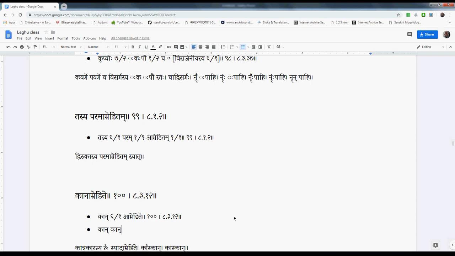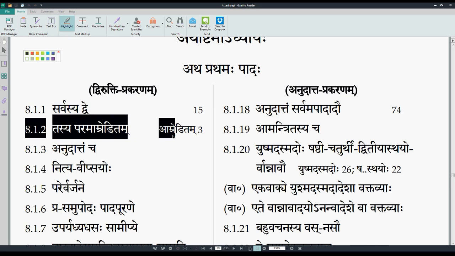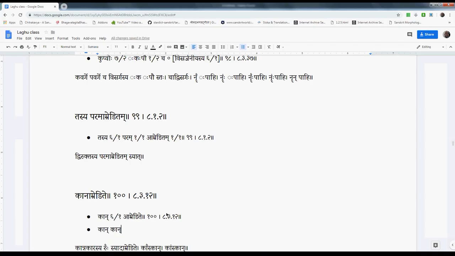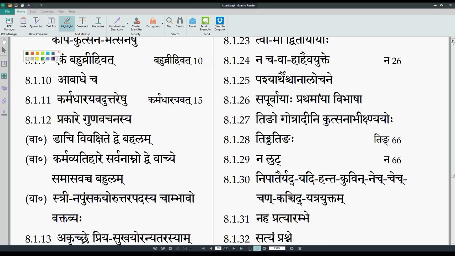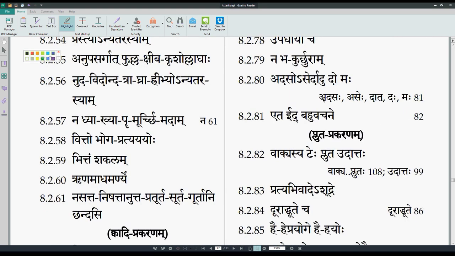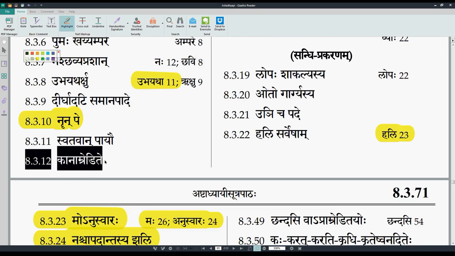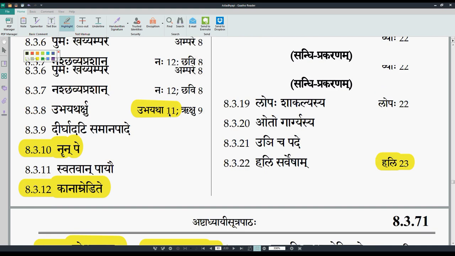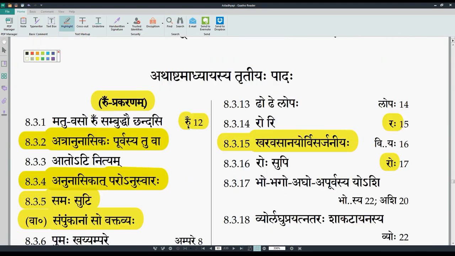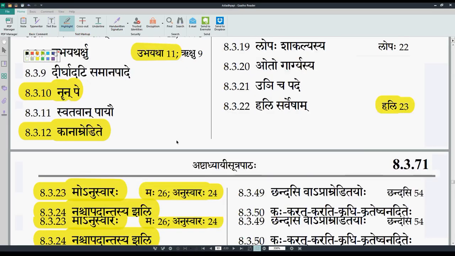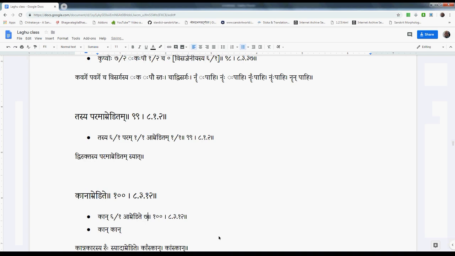and kan amredite pare, what happens is, if you look at the sutra 8312, so this is the tasya paramamreditam sutra that we saw earlier, and then we come back to 8312 in the hal sandhi prakarana. 8312, kanamriditi. What is the anuvritti here till 12? You see this ru from 831 in the ru prakarana. The last sutra is kanamriditi. There ru goes as anuvritti, and kanamriditi ru. Ru is the adesha. So kanamriditi, saptami ekavachana, amredite pare, ruhu. Ruhu is the adesha.